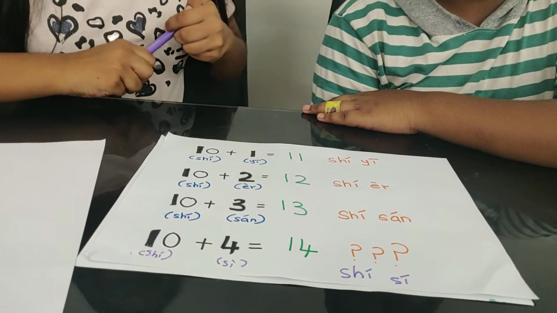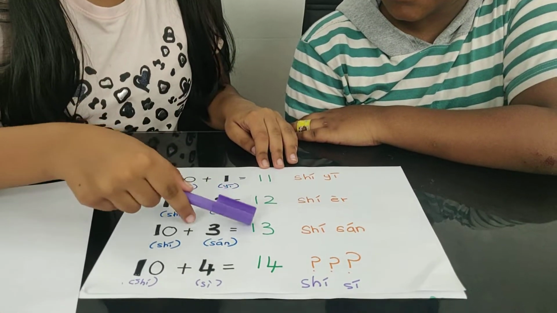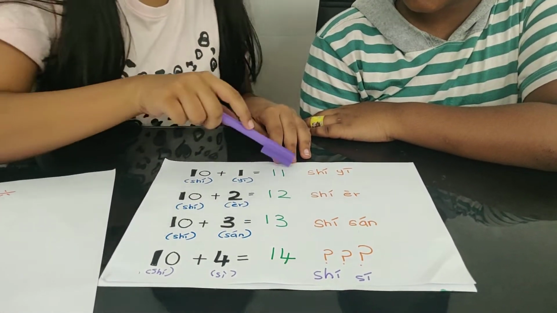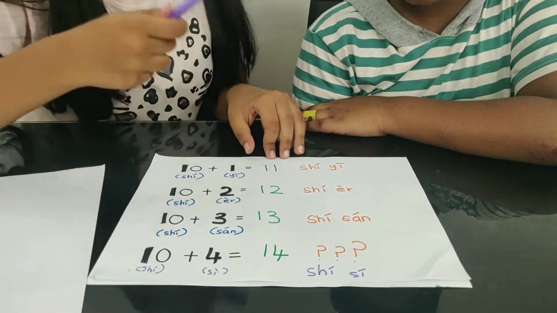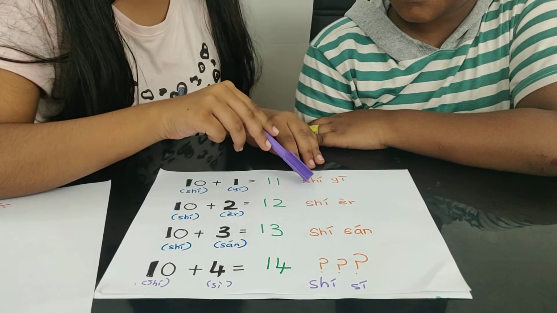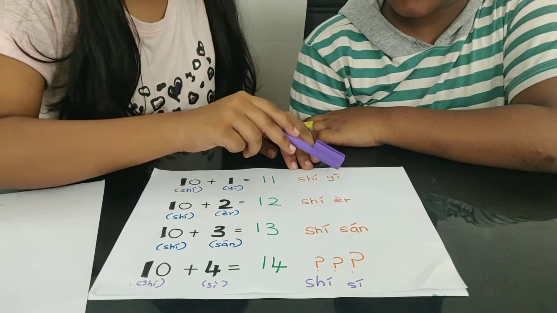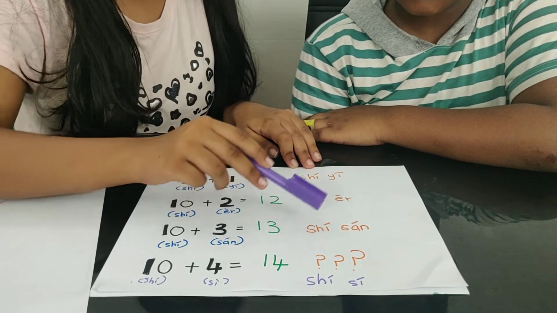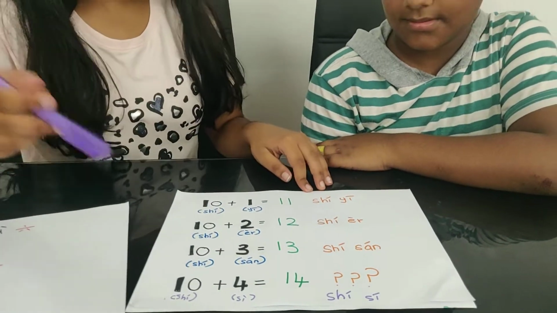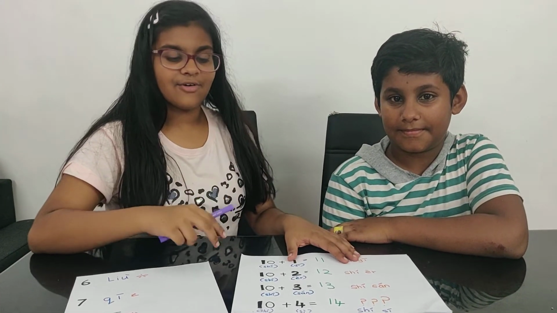So let's recall this a little. When we are writing these 12, 13, 14 numbers, we say the 10 first. After we say the 10, we say the digit that comes in the ones place. So it's shi yi, shi er, shi san, and shi si. Same thing goes with other numbers. So now let's move on with the 20s, 30s, and 40s.